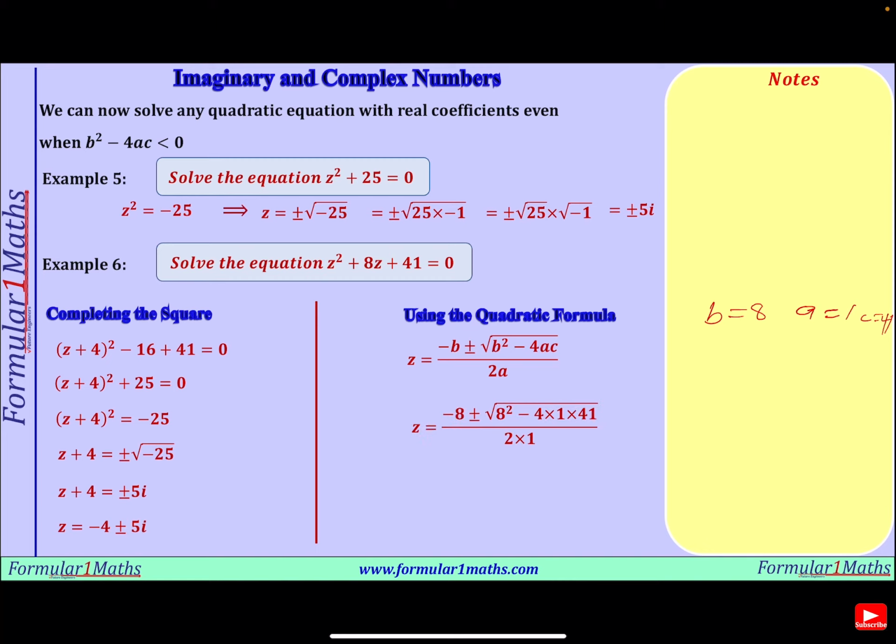Get that, simplify to get this, simplify further to get this, and then you can factorize the 2 out. And now we can cross out these 2 and that's 2. And we end up with the same answer we got using completing the square. So this is how we solve quadratic equations, even when the discriminant is less than 0.